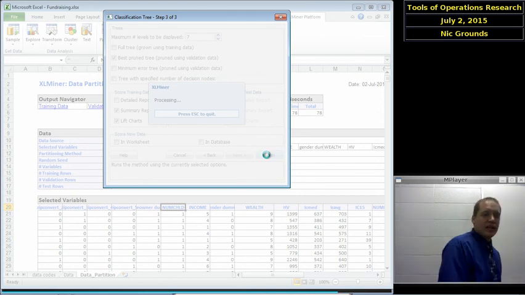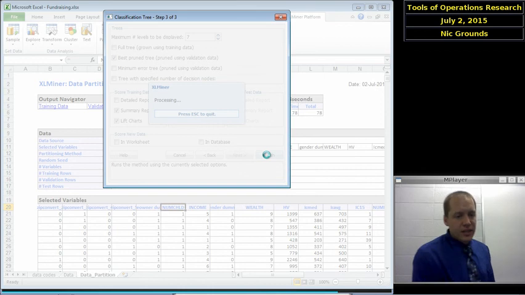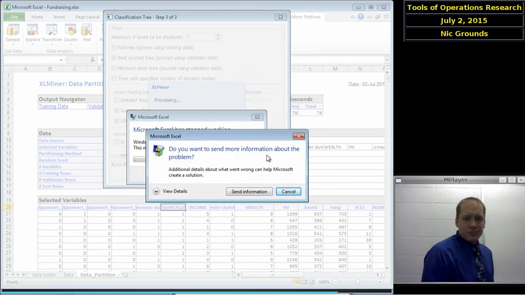This one's taking longer to run, but that's okay. So again, what it's trying to do, and you can imagine this is a lot of work.